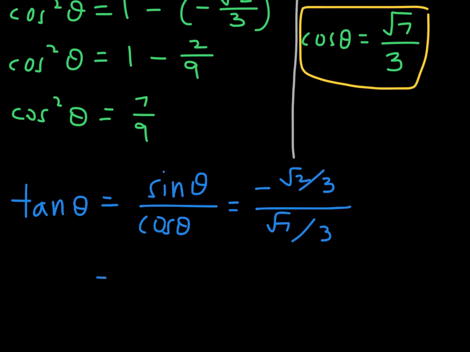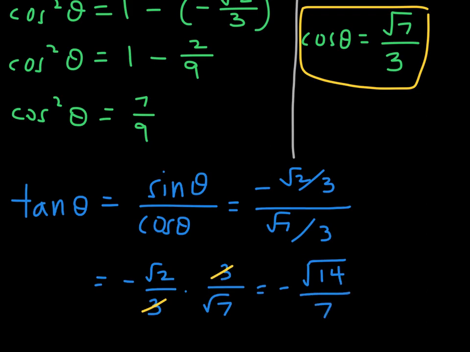So tangent of theta is equal to negative root 2 over 3 times 3 over root 7. Your 3's divide out, and you're left with negative root 2 over root 7, which we have to rationalize, and it'll become root 14 over 7. In order to rationalize, I need to multiply the numerator and denominator by root 7. The numerator becomes root 2 times root 7, which is root 14, and the denominator becomes 7. So this is the answer for tangent of theta.